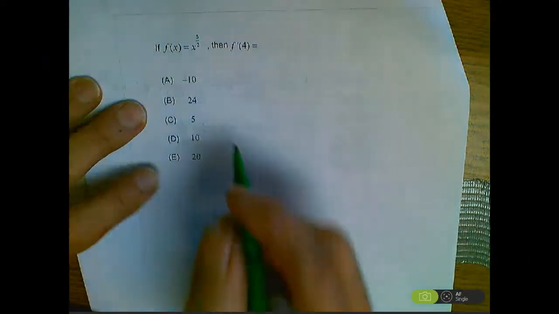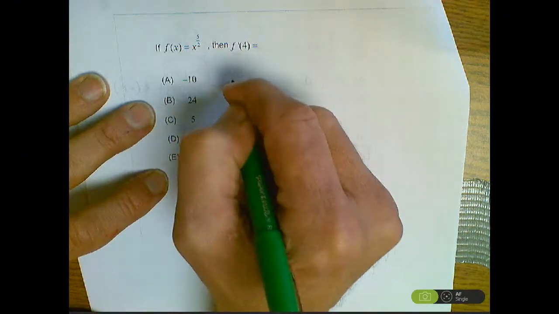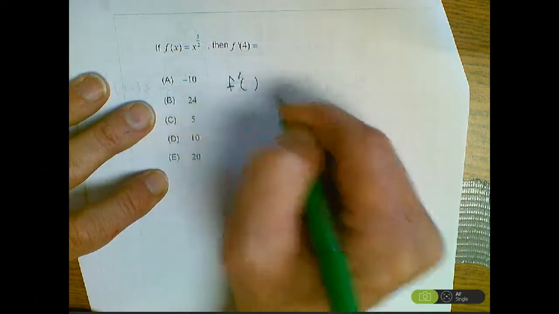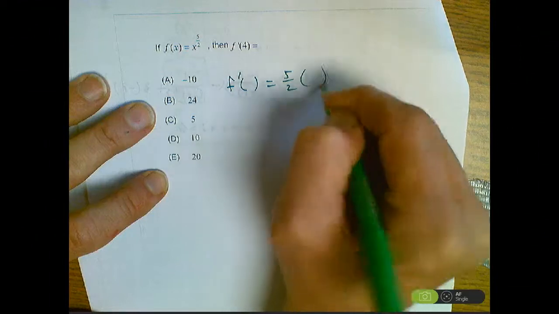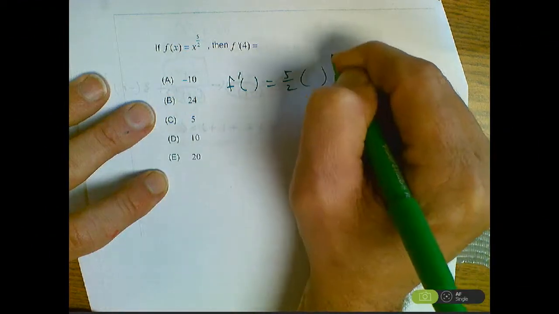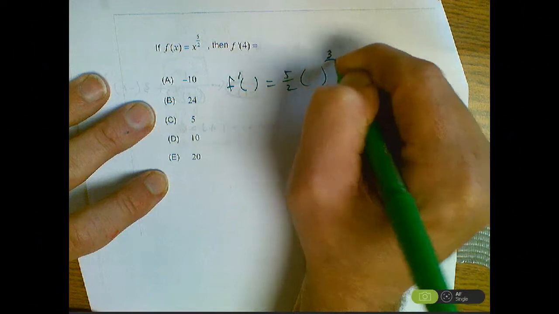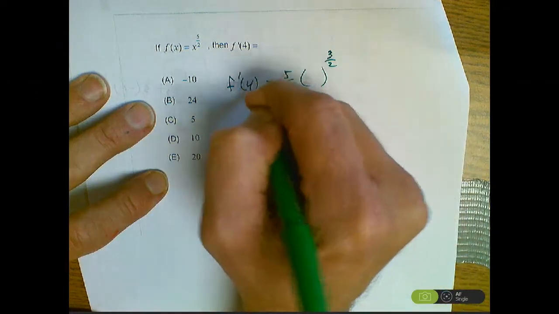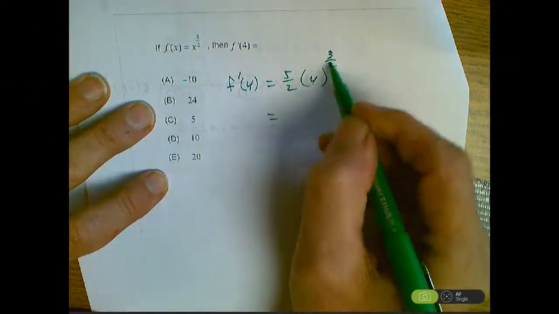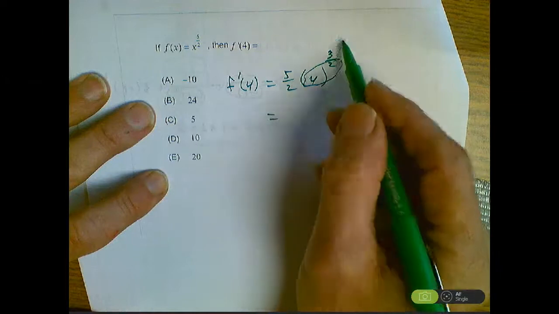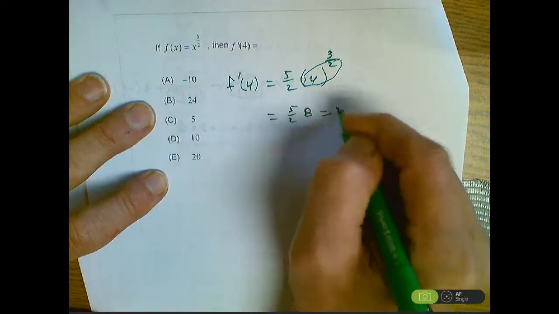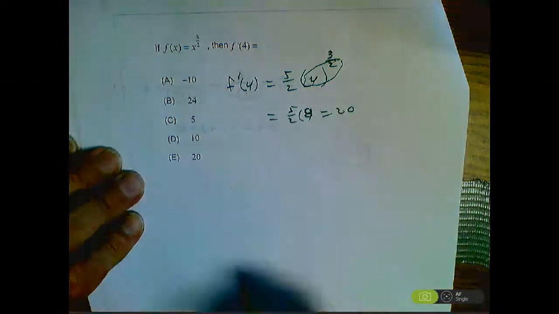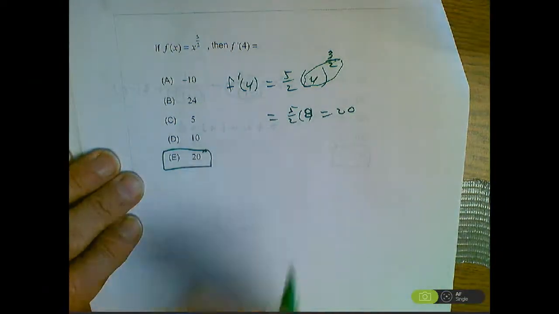We're looking at the derivative at 4. And we're going to take the derivative. So f prime of x is going to be 5 halves x to the 3 halves minus 2 halves, which is 3 halves. And now we're going to plug in the 4. Okay, so what do we have? We take the square root of 4, which is 2. Cube it, that's 8. And 5 halves of 8 is equal to 20. So we got answer E.